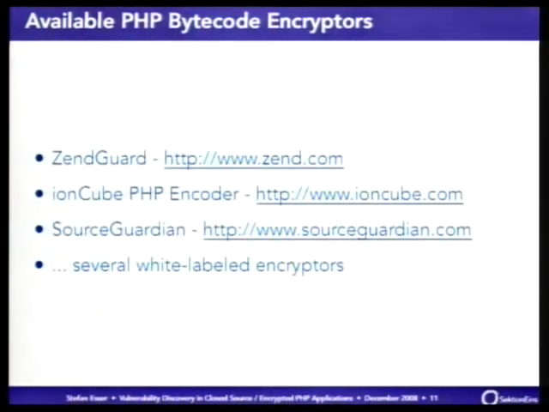There are some available PHP bytecode encryptors. These are only the three best known: first SendGuard from Zend, then the IonCube PHP encoder from IonCube, and SourceGuardian from SourceGuardian. There are a lot of different cryptors, and especially the people behind SourceGuardian have a lot of white-labeled cryptors that are all more or less the same, but they sell them to different users at different prices with different names. So when you see one of those cryptors and you cannot really see who is behind it, most probably it's one of the SourceGuardian ones. They have a lot of strange companies in Eastern Europe, and every country has a different cryptor, but most of them are developed by SourceGuardian people.